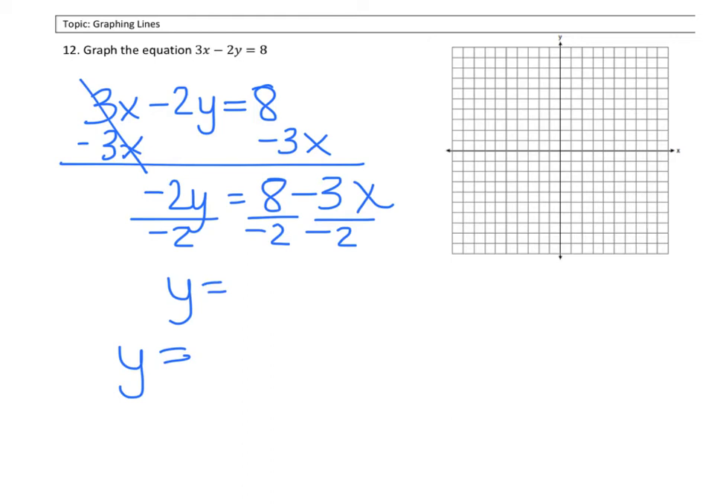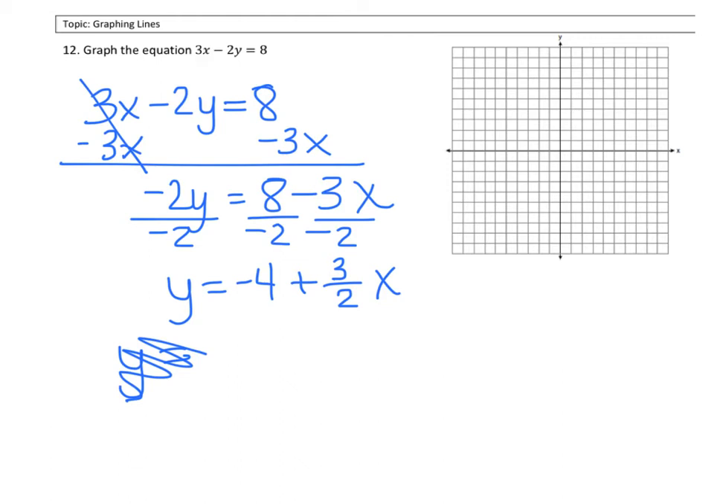to 8 divided by negative 2 is negative 4, and then I have negative 3 divided by negative 2. If I type that in my calculator, I get positive 1.5. When I turn that back into a fraction, I get positive 3 over 2x. Okay, so that gives me now, of course, my equation in y equals form, which is what I wanted. Okay, so I don't need this anymore.